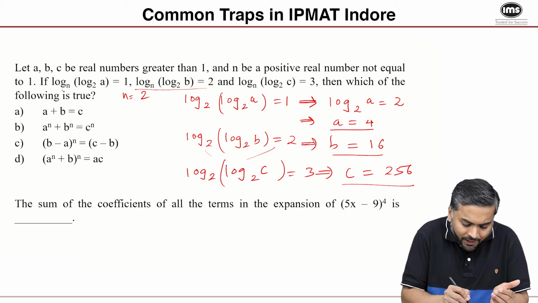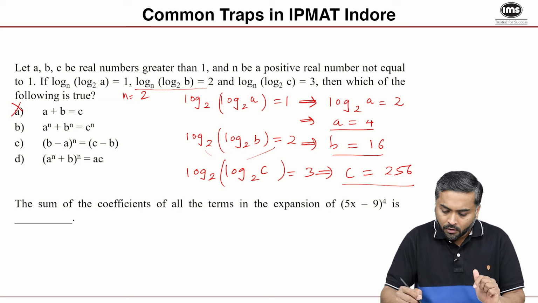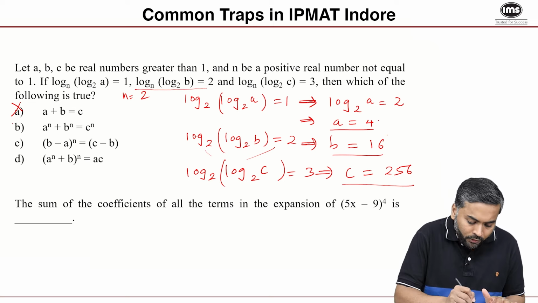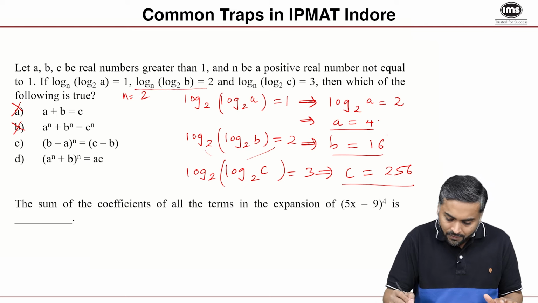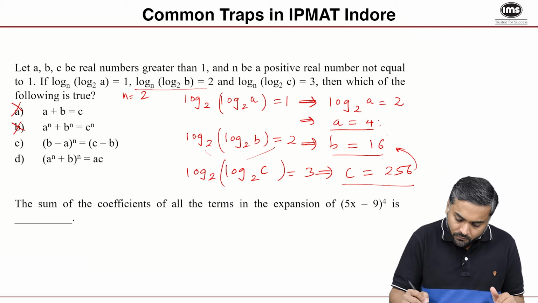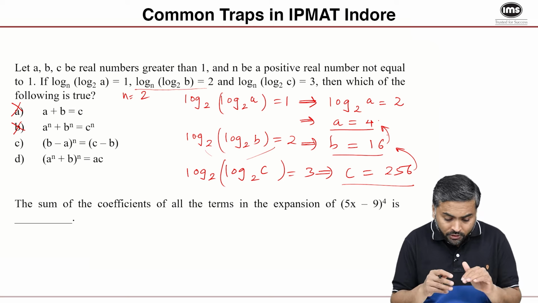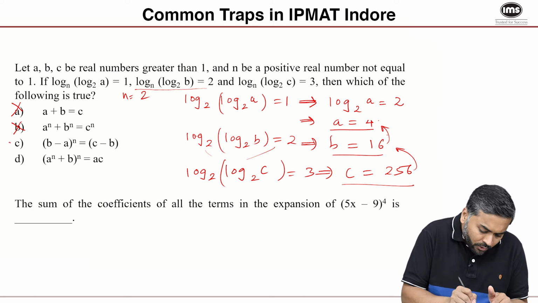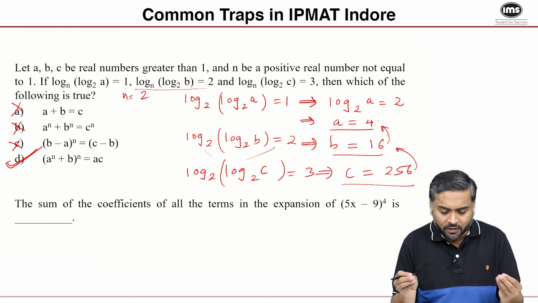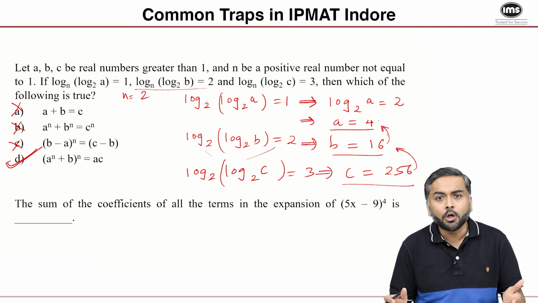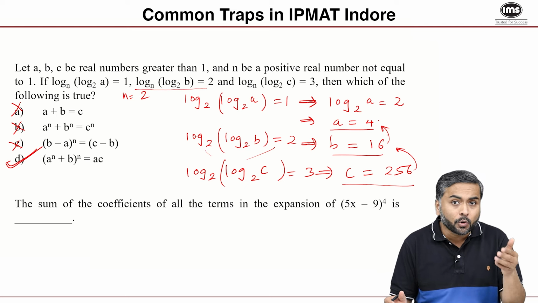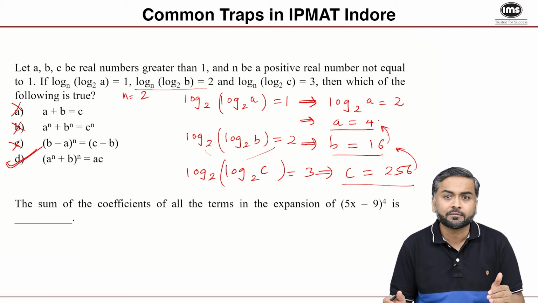I can clearly see that the first option does not satisfy. 4 square plus 16 square is definitely not equal to 256 square, so it does not satisfy. C minus B is 240, which is not equal to 16 minus 4, that is 12, whole square. So the only option left is the fourth option. Even if you want to verify, you can verify, you get the same answer. So assuming the value at the right time is very important. It's very crucial to assume the value at the right time.